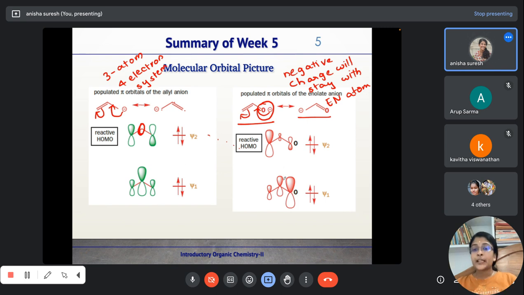Because of that, in psi 1, the orbital contribution on this oxygen will be more. And in psi 2, that of the carbon will be more. Clear, right? This is because negative charge will stay with oxygen. Because of that, the orbital contribution on oxygen in psi 1 will be more. And here, the orbital contribution of carbon in psi 2 will be more. So this is the HOMO. And since this orbital contribution on the carbon is more, this terminal carbon is more likely to react in the case of an enolate. Is this clear? Any doubts?